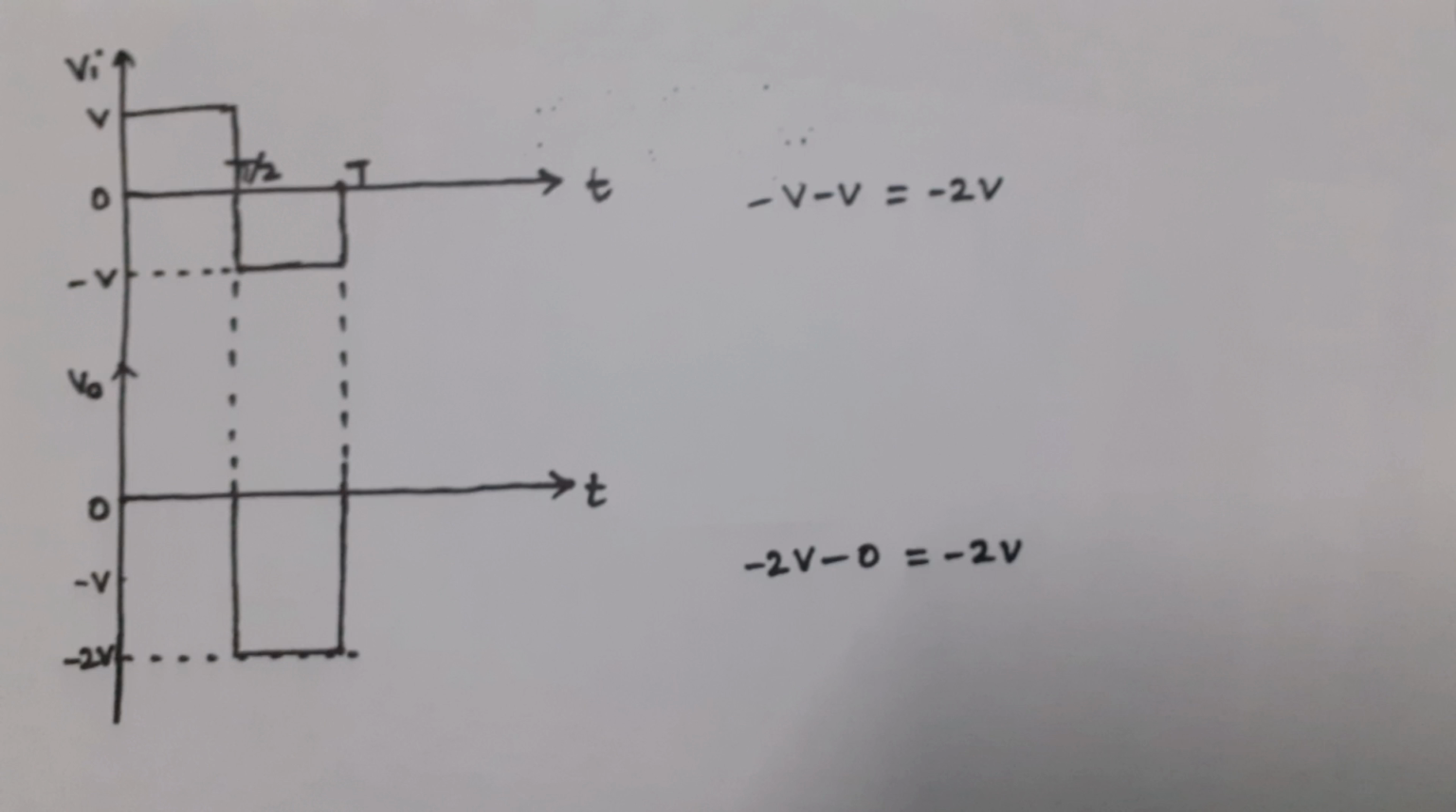So this is the clamper circuit working, and in the next video we will have some numerical problems with some values provided for voltage, resistor and capacitor, everything provided, and we will solve them.